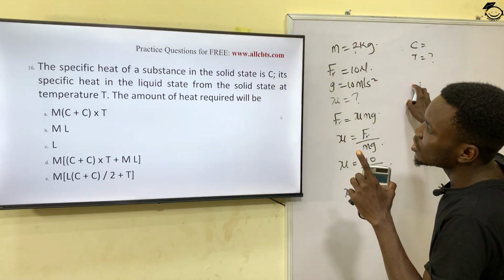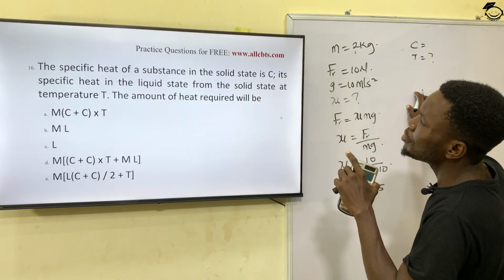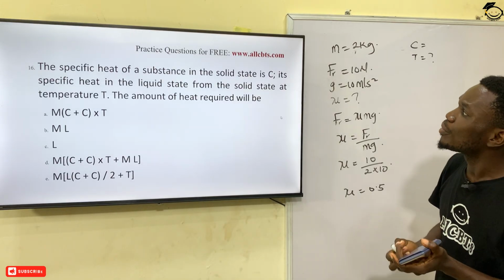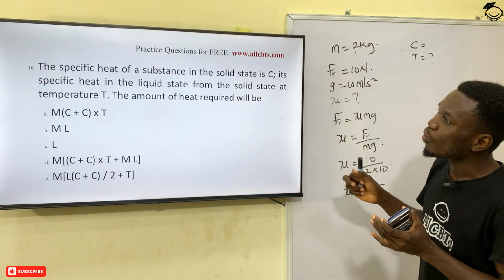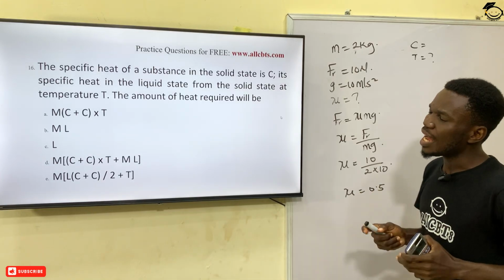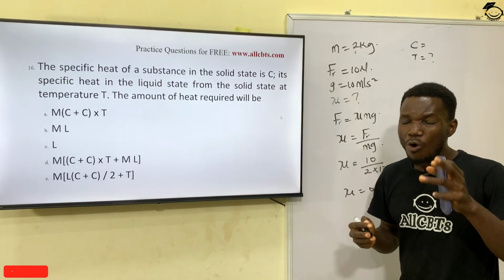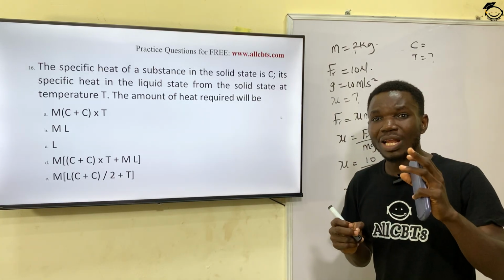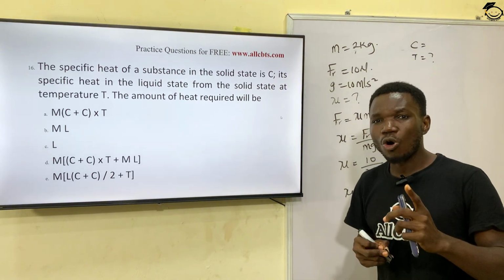The amount of heat required will be dash. So we are heating this particular substance from the solid state. We are converting it directly to the liquid state. Now, if there is a change in state without a change in temperature, it means that this particular substance will only have what?